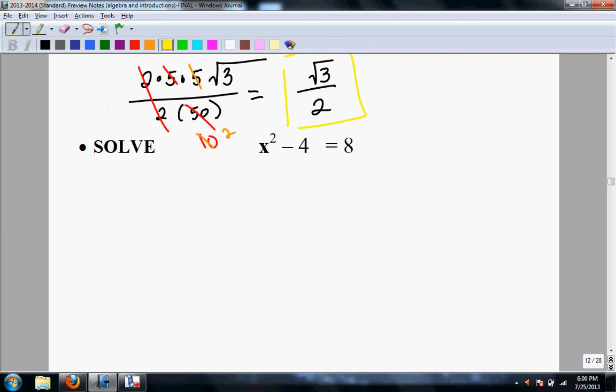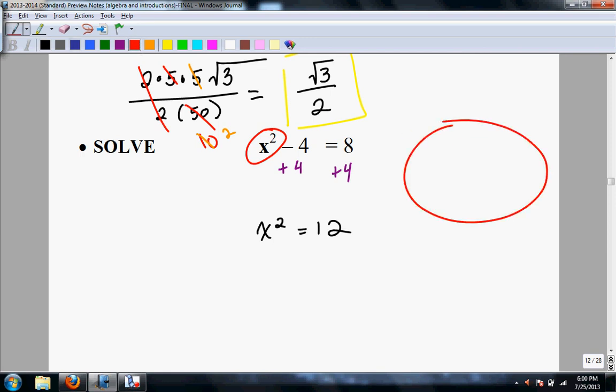Now, solving using radicals. Whenever you have an x squared, you're going to be using radicals in your solution at some point. So, first step, we want to isolate x. So in this case, we're going to add 4 to both sides. I end up with x squared equals 12. Now what I'd like you to do is draw a circle over here. I'd like you to write this equation, x squared equals 12. I'm going to wait for you to do that. Draw a circle and write in x squared equals 12.